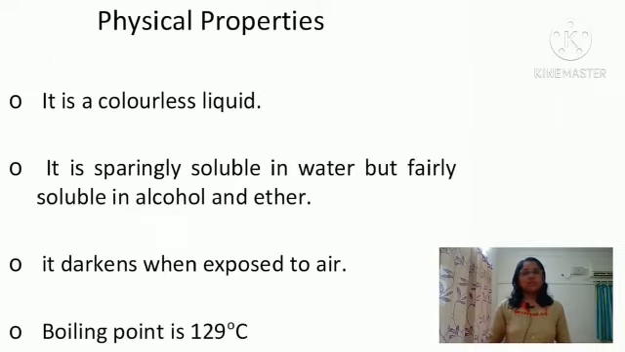So coming to the next topic, the physical properties of pyrrole. Pyrrole is a colorless liquid, and it is sparingly soluble in water, but easily soluble in alcohol and ether, and when it is exposed to air, it gets darkened. And its boiling point is 129 degrees Celsius.